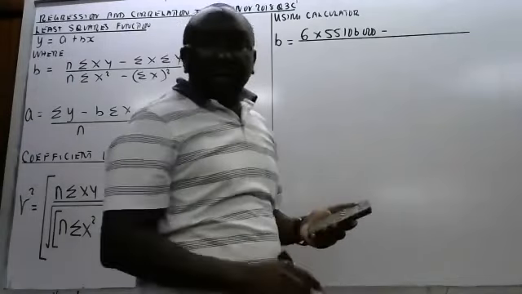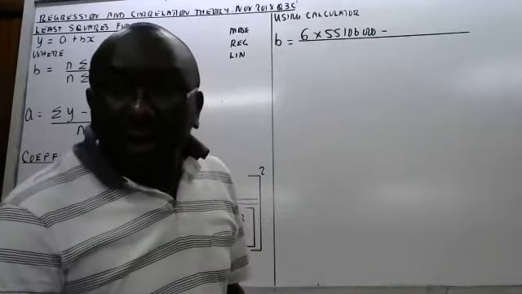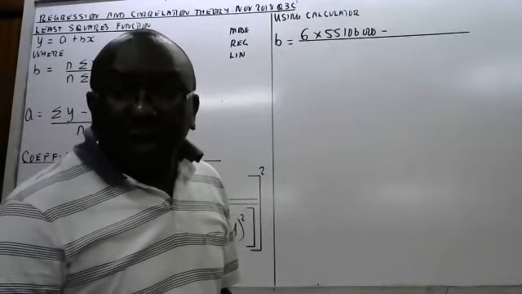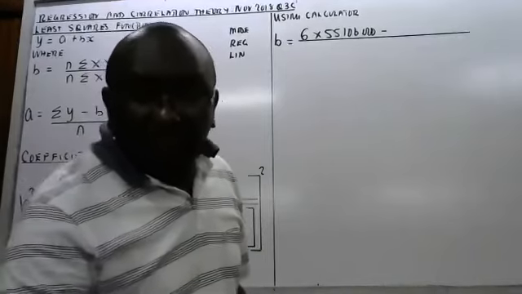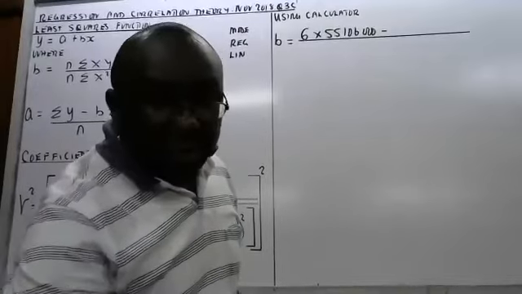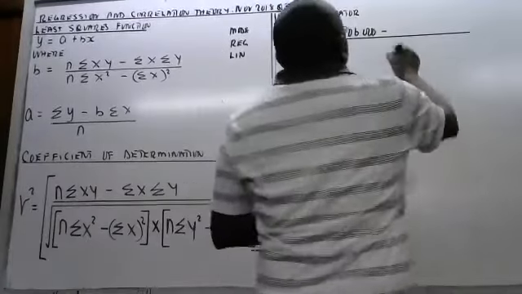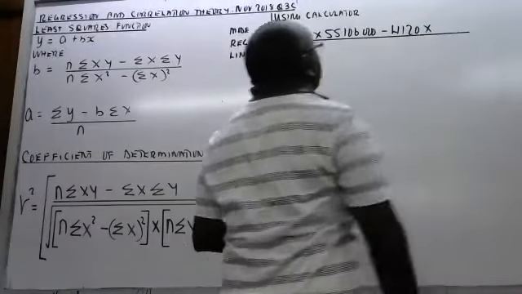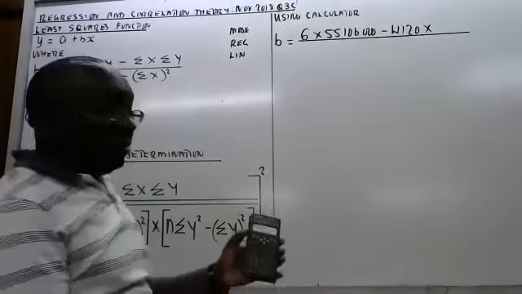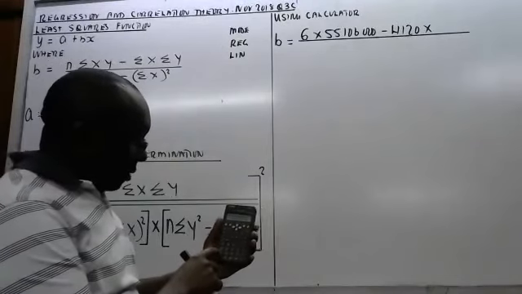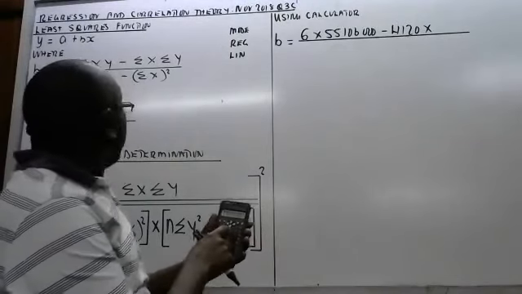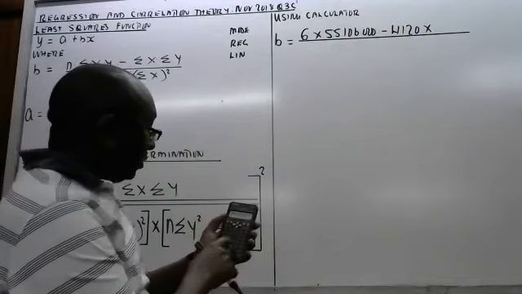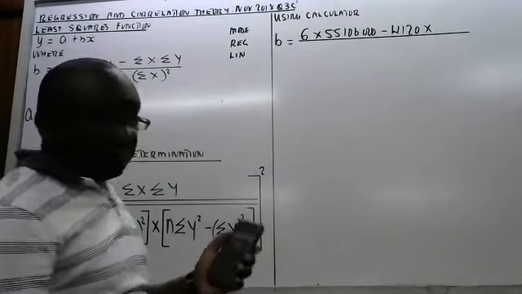I don't know whether my answers are okay. Yeah, sum of x is 4120. You do the same thing: shift, button number 1. We now look for sum of y, so that is number 2, equals.